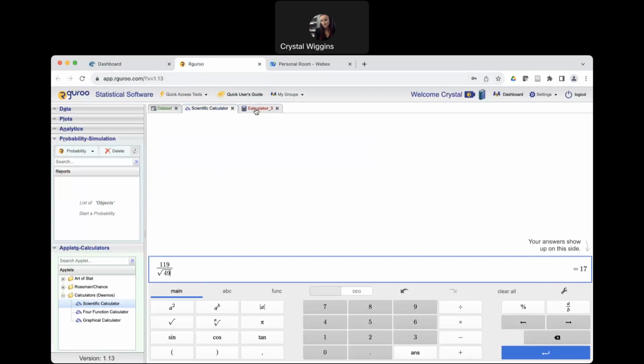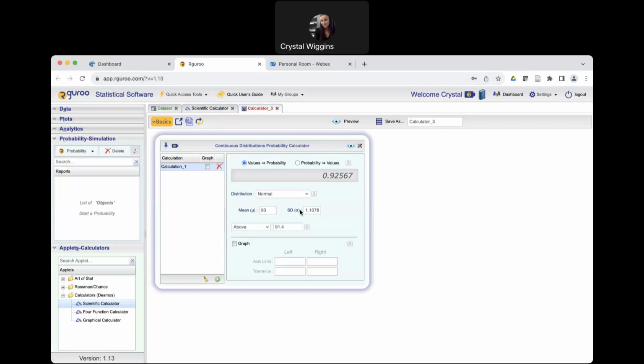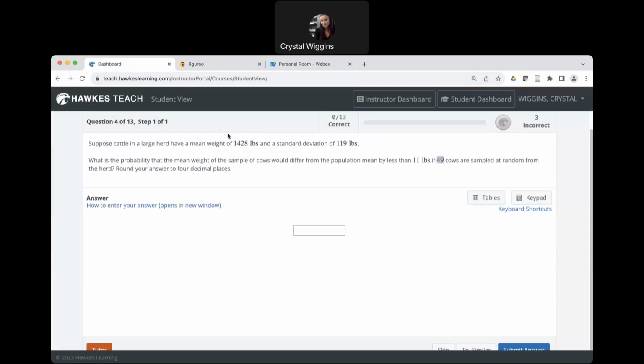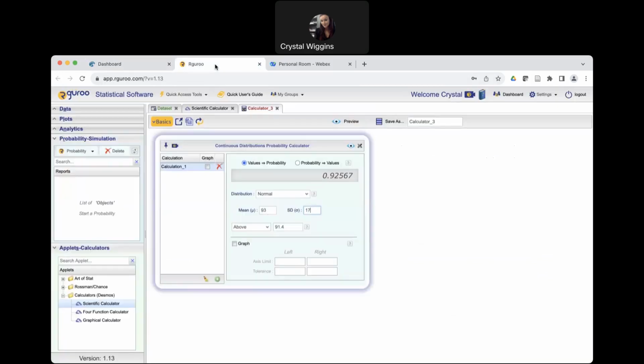Okay, so now when I come back to my continuous calculator to start setting up, if I double click in this box, it will highlight the whole number, so I can just click delete and delete it all out there. Type in a 17. My mean is 1,428, so I'm going to put that here. This problem is asking us to do a differs less than. So differs less than means there's some upper and lower limit. And if we're differing less than those limits, that means we're between those limits. So I'm going to select between.